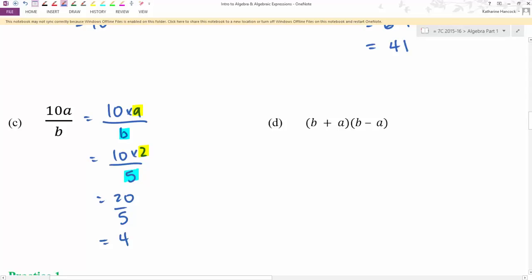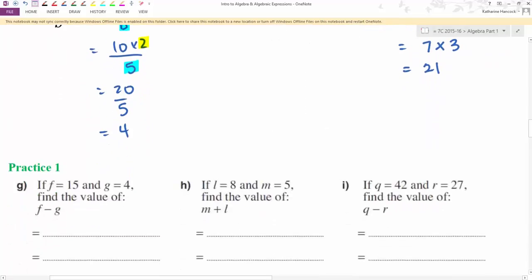Now this last one here, I've got bracket B plus A, so that's going to be 5 plus 2, close bracket. Squished together means multiply, and then 5 minus 2. Oh sorry, that first one is plus. I have to do my brackets first, so I'm doing this bracket, then that bracket. And when I figure that out, I get 7 in the first bracket times 3 in the second bracket. And when I multiply those, I get 21.